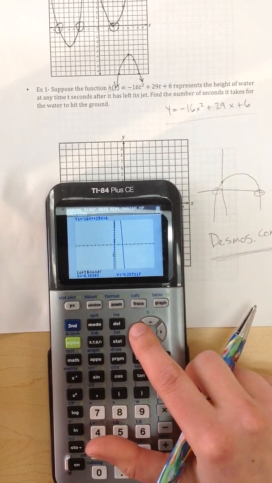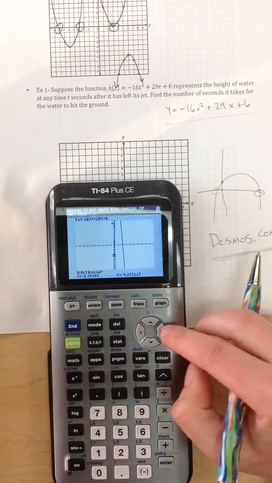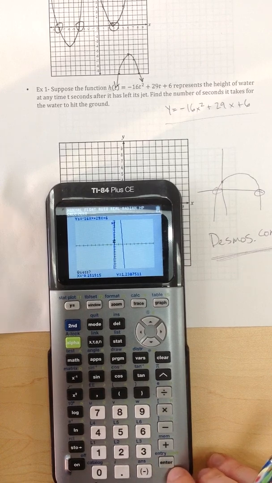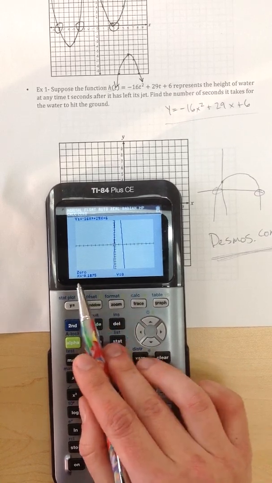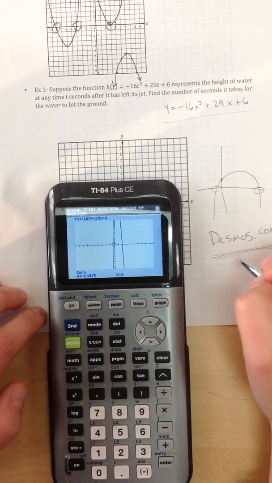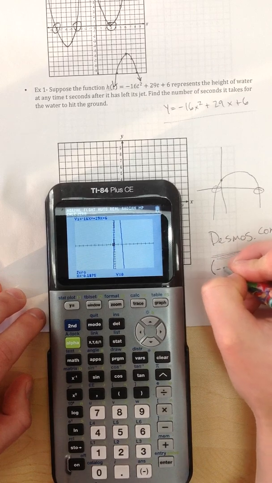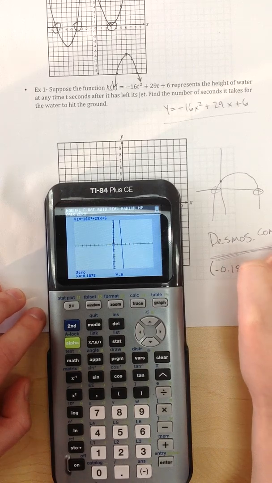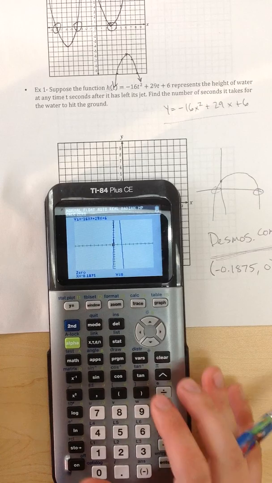So I arrow to where it's on the left side. Then I go enter. Now it wants me to arrow on the right side, so I arrow to where it's above that. Then I go enter, and then I just push enter again. And then it tells me my y is 0 when my x is negative 0.1875. So we'll write that in. So negative 0.1875, and my y is 0. So that's one of my solutions.